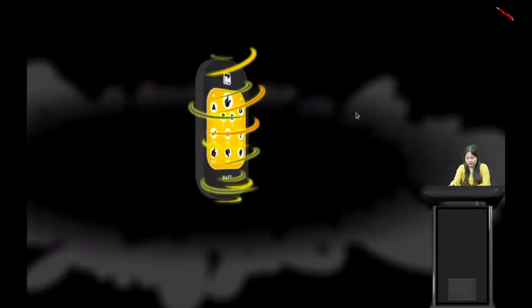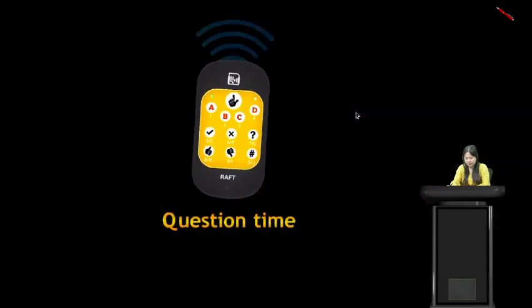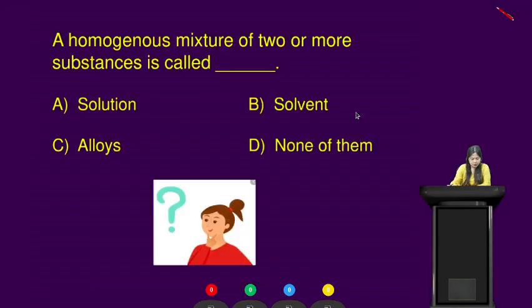Alright students, let us answer one more question. Please get your rough devices ready. The question is, a homogeneous mixture of two or more substances is called which of the following? I'm giving you 15 seconds for this question. Your time starts now. Option A, solution. Option B, solvent. Option C, alloys. Option D, none of them.